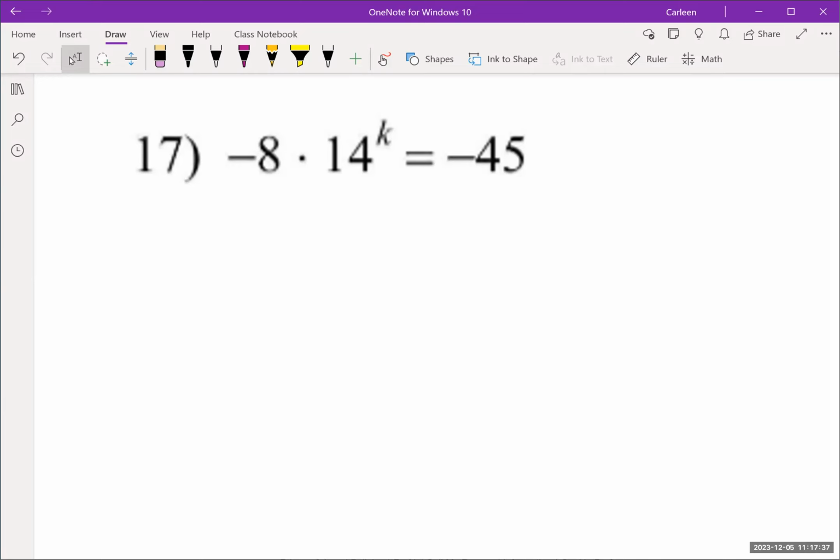Okay, what is my first step? Not add 8. Adding 8 is not the first step. Ding, ding, ding. Divide by -8. The opposite of multiplying by -8, awesome, is divide by -8.